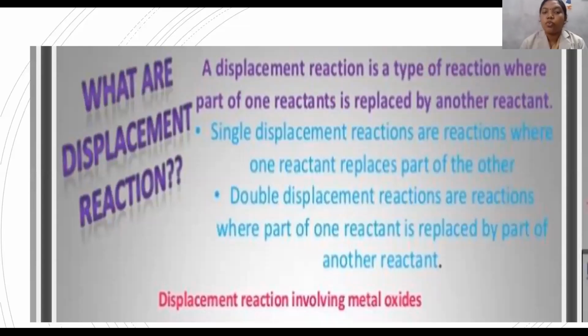So once again, what are displacement reactions? A displacement reaction is a type of reaction where a part of one reactant is replaced by another reactant. There are two types: single displacement reaction and double displacement reaction. Single displacement reactions are reactions where one reactant replaces part of the other. Double displacement reactions are reactions where part of one reactant is replaced by part of another reactant. Now I am handing over this session to Aleena.